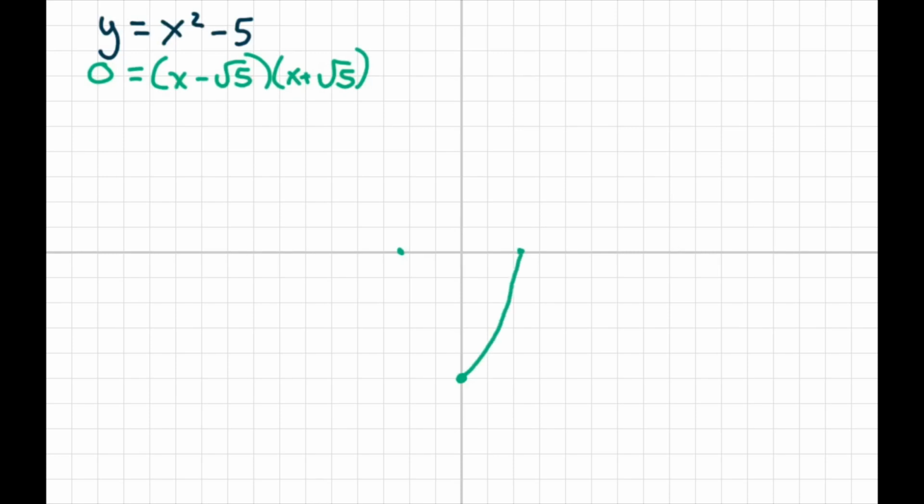So here we go. And it's hard to draw in here. So there's your graph, something like that.